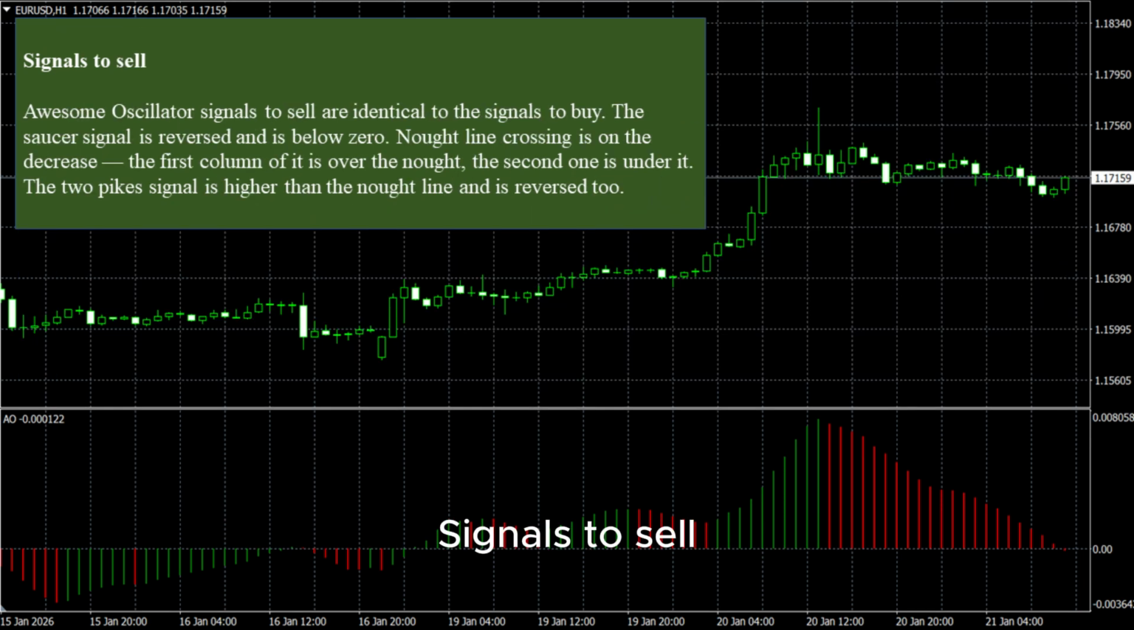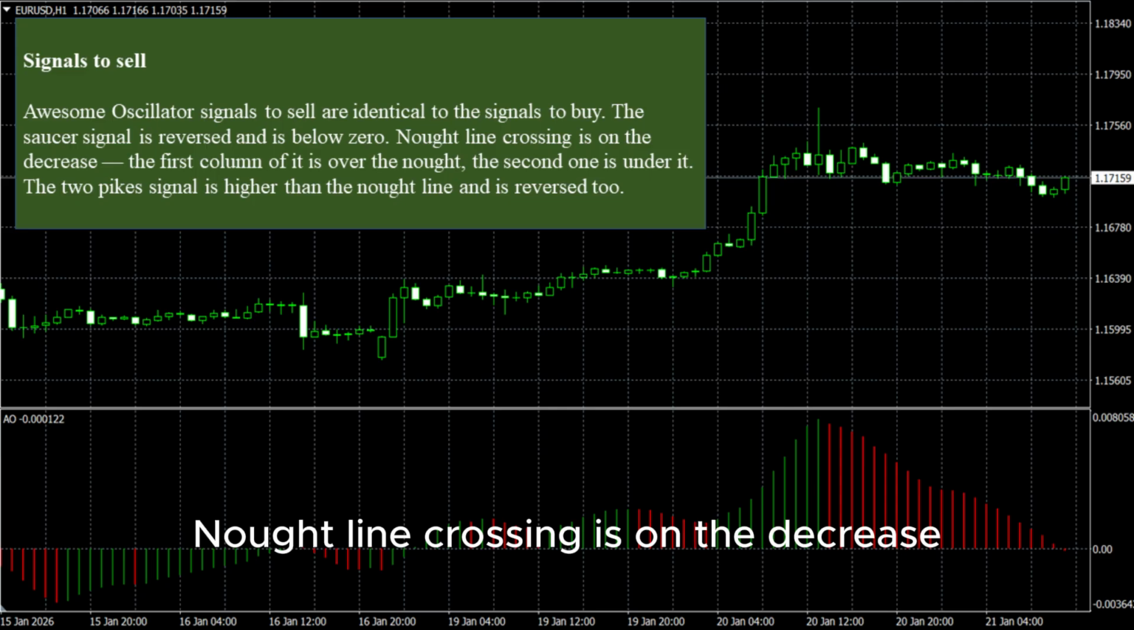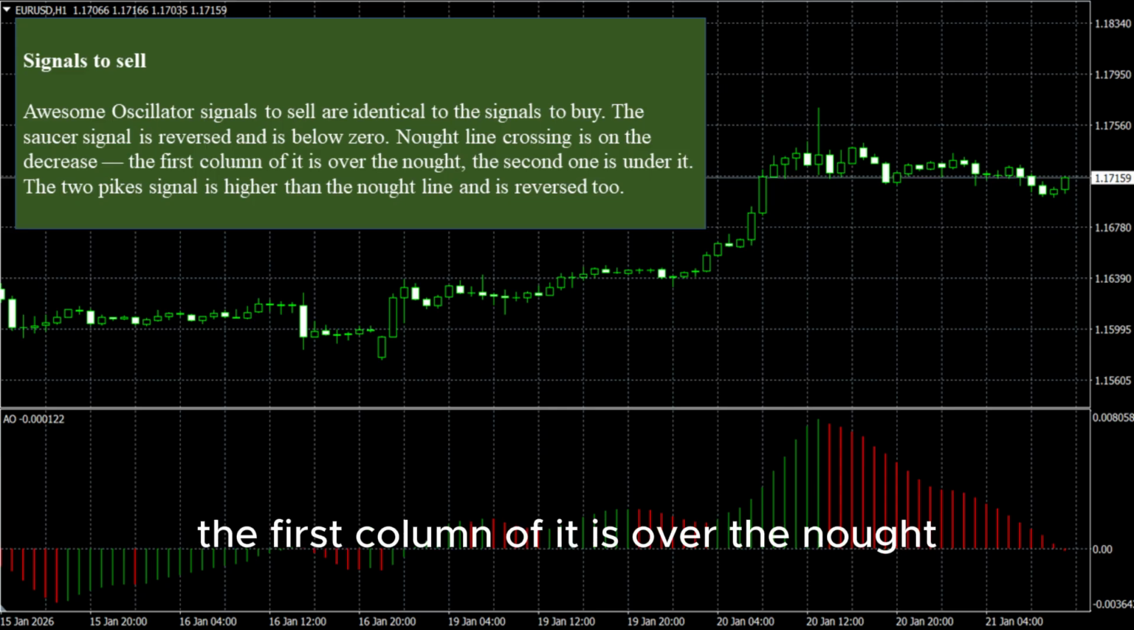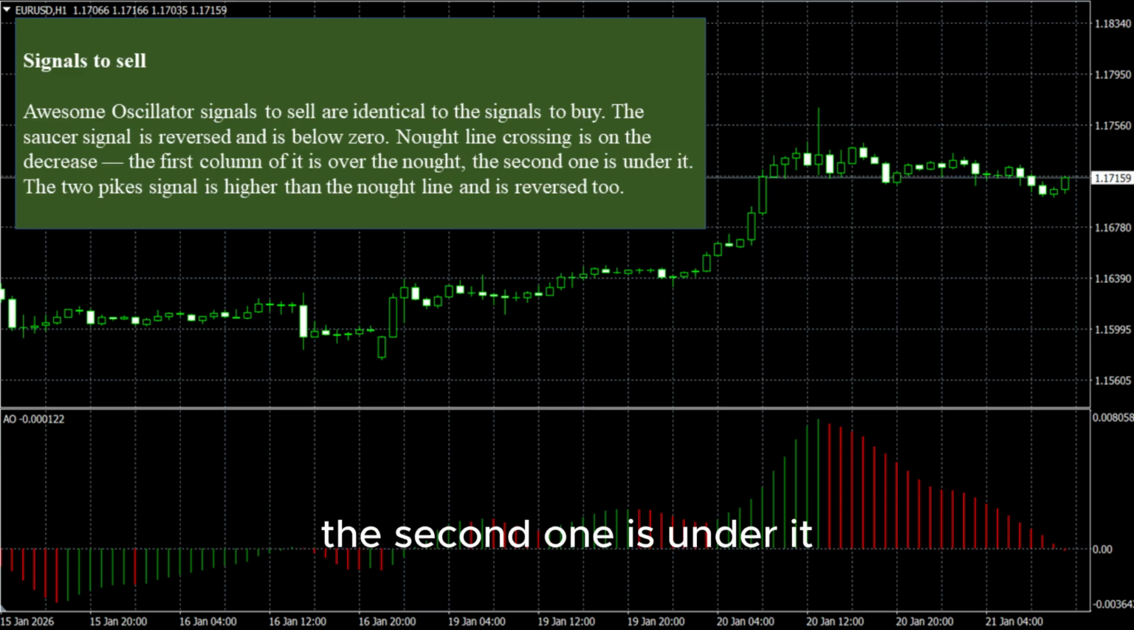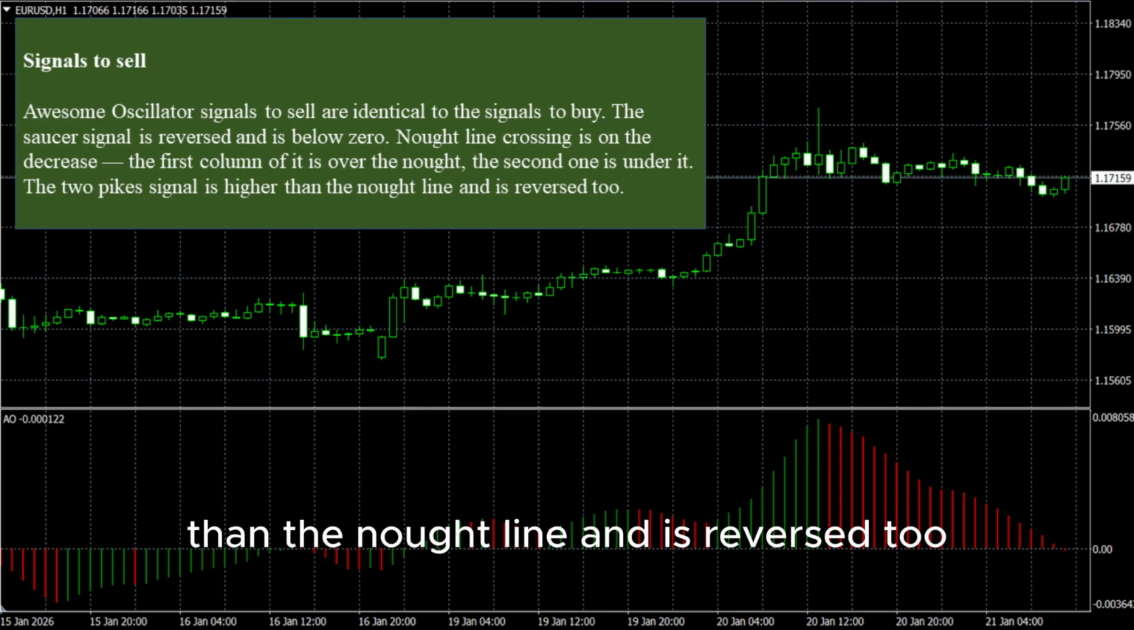Signals to sell. Awesome Oscillator signals to sell are identical to the signals to buy. The Saucer signal is reversed and is below 0. Naught line crossing is on the decrease. The first column of it is over the naught, the second one is under it. The 2 pikes signal is higher than the naught line and is reversed too.